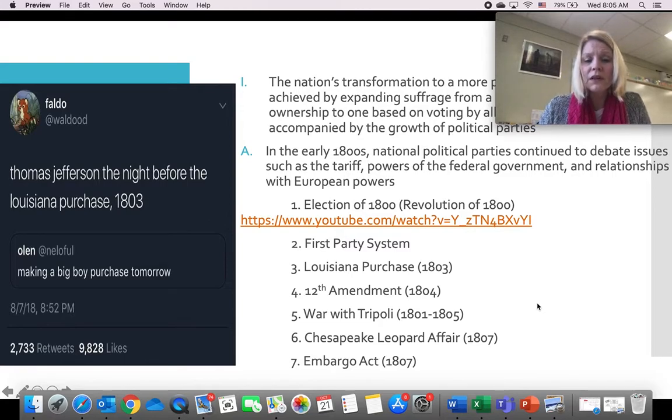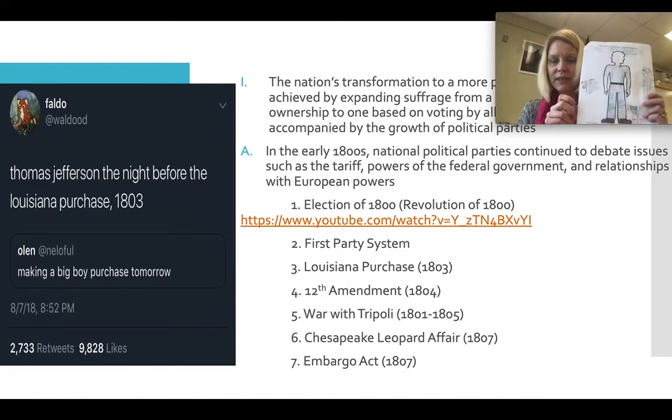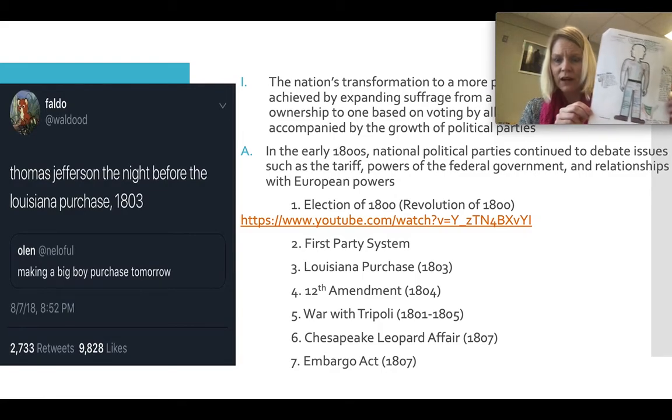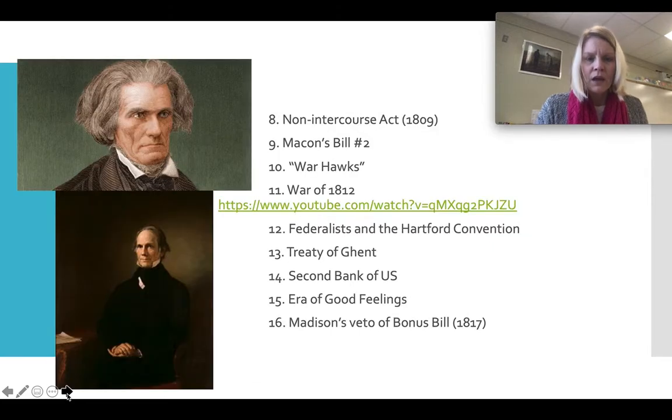The war with Tripoli, the Chesapeake-Leopard affair, and the Embargo Act, these are all things that you'll find out when you do your Janus figure, which will look like this. So you'll put some of those ideas on. So I'm not going to go through those right now. You'll find out about them. The Non-Intercourse Act, I think actually that might come up as well.